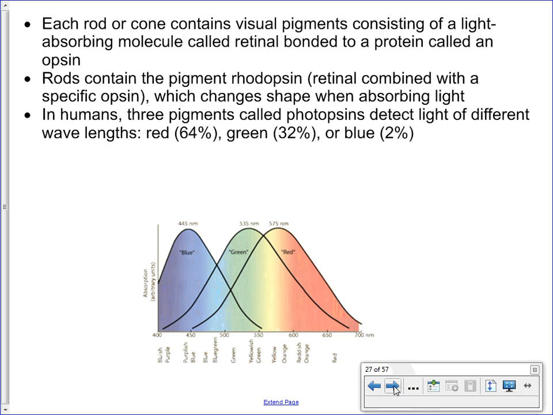For all of these photoreceptors, what you do have to have is something that is going to capture light energy, and those are what are referred to as pigments. These pigments are light-absorbing molecules made of retinal, which is really vitamin A. This is one of the reasons for having vitamin A in your diet: for the proper functioning of your eyes. They also contain a protein that is called opsin.